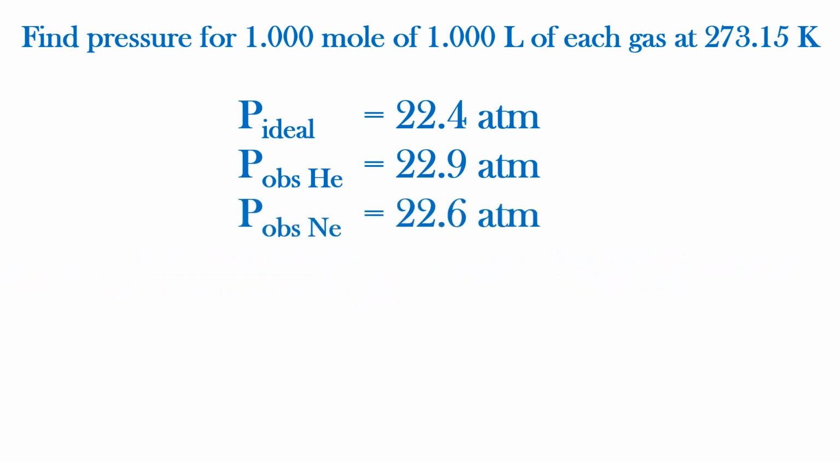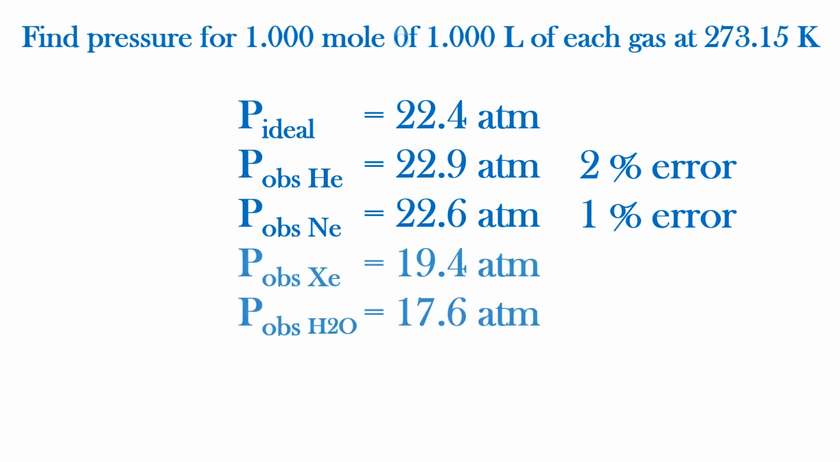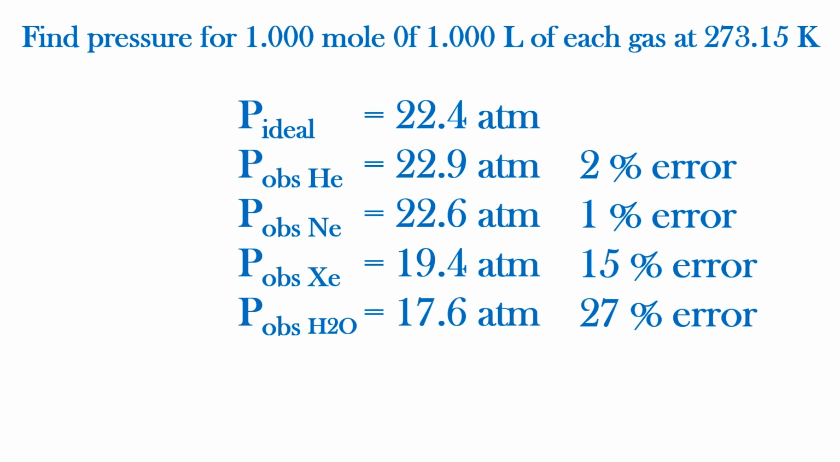The van der Waals pressure for neon is 22.6 atmospheres. Interestingly, the ideal gas law gives a pressure to within a 2 and 1% error, respectively, for helium and neon. Now, let's look at the observed pressures for xenon and water. You can see the observed pressures from van der Waals equation of 19.4 and 17.6 atmospheres for xenon and water, respectively. These represent a 15 and 27% error, respectively, compared to the ideal gas law pressure.